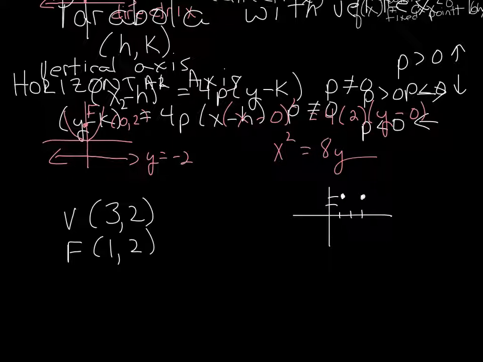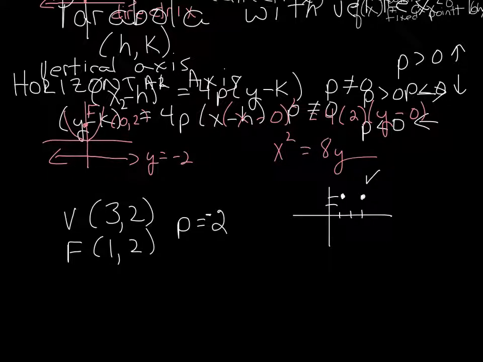So what is P? What's the distance between these two points? It's 2. So P is 2. Which direction are we going for the focus? The focus is to the left of the vertex, so P has to be negative 2.